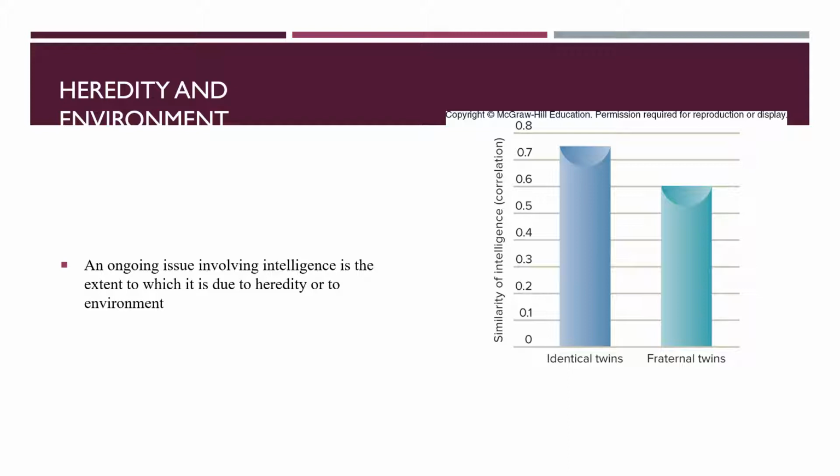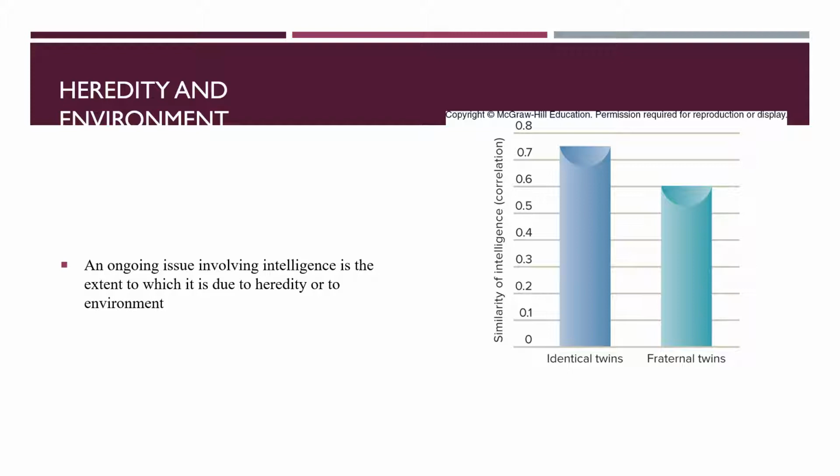So in terms of heredity and the environment, this is one of those nature-nurture issues that is so important in developmental psychology. In the sense of trying to determine essentially how much of intelligence is due to genetics and how much of that is due to the quality of the environment. So heredity then, research studies reveal that there is a very strong influence of genetics on intelligence.